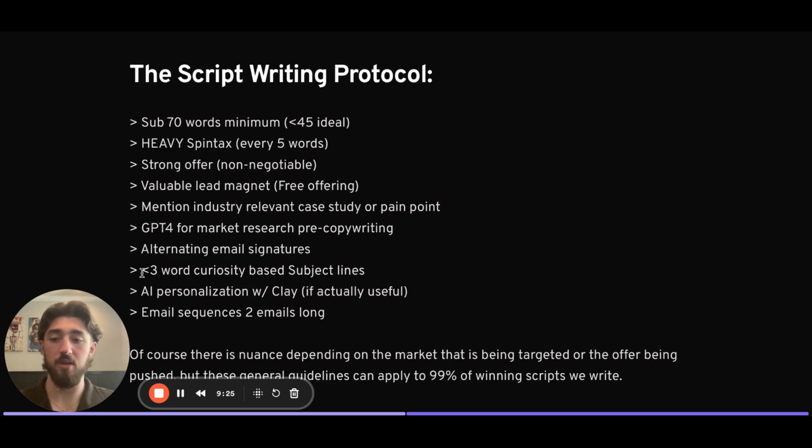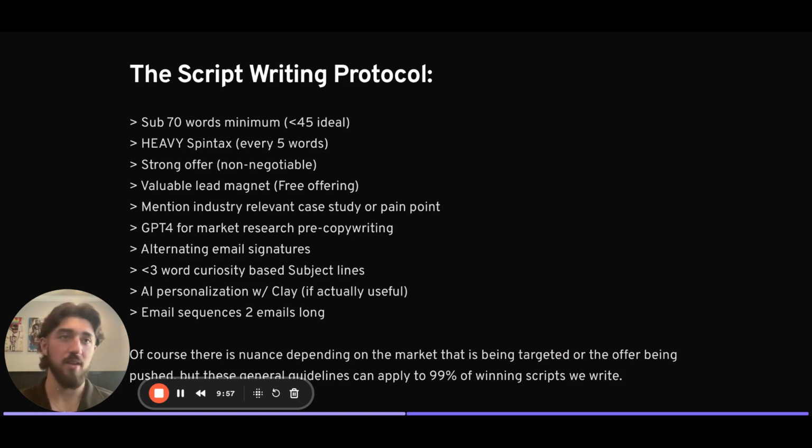Next thing is going to be the 3 word subject lines. You just want to make sure it's under 3 words. People overcomplicate subject lines so much. It really does not matter that much, as long as it's less than 3 words and it's curiosity based. So you're keeping it really brief, and you don't want them to understand the entire email in the subject line. You want them to have curiosity to actually be like, okay, what is this about?